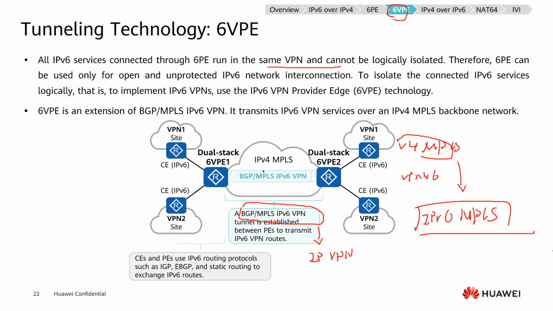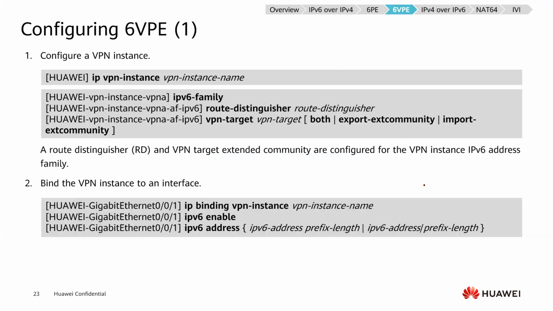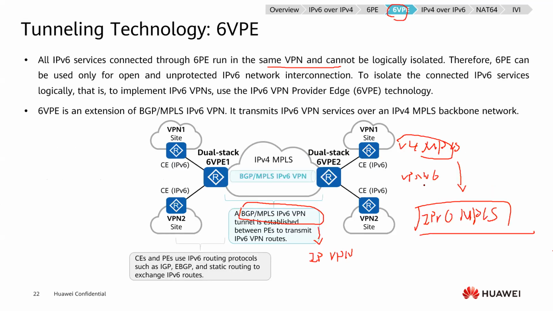Also for the IPv6 VPN, because there is no implementation of IPv6 VPN across IPv6 networks, we can only configure the MPLS IPv6 VPN over the IPv4 network. So this is the 6VPE.